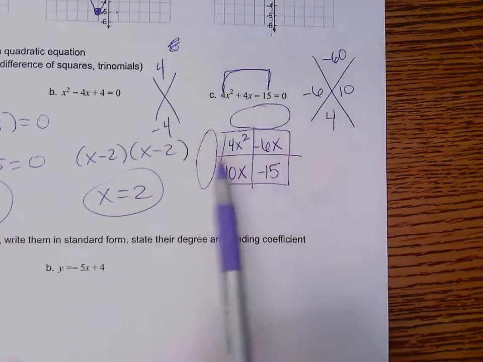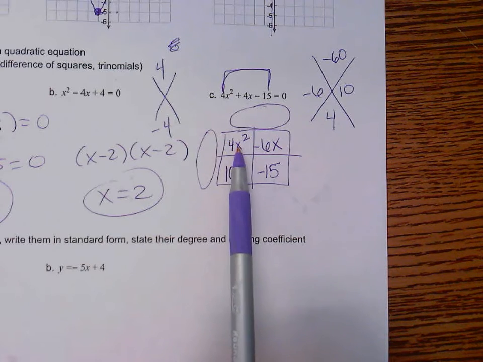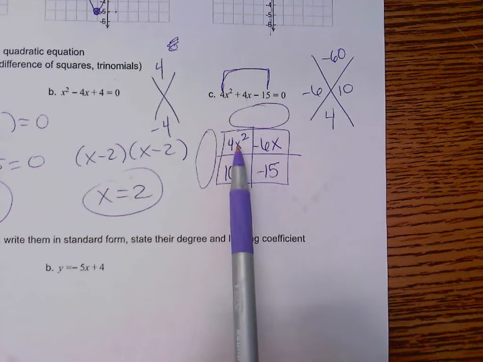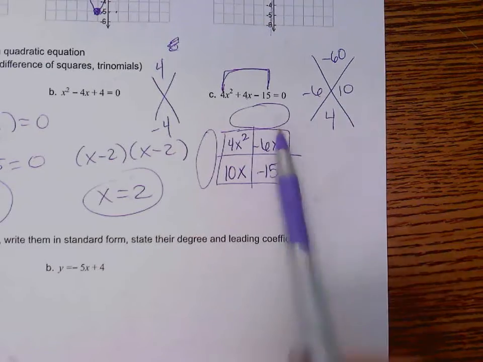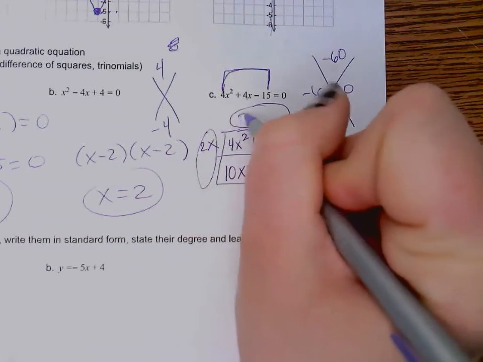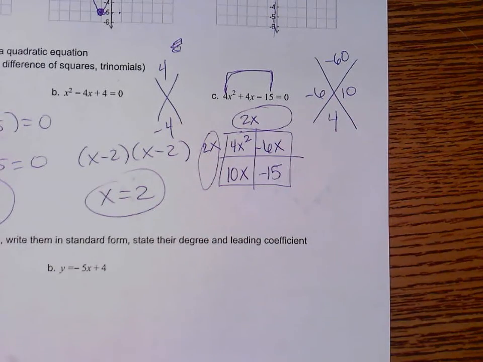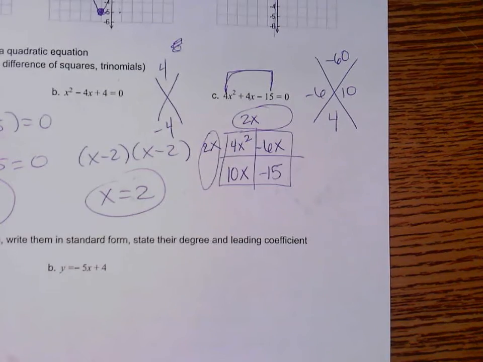So I think about 4x squared first. Do I want to do 4x times x, or do I want to do 2x times 2x? If you tried to do 4x, you would have a problem because you have a 10 here and a 6 here. You're going to want to use 2x times 2x to get 4x squared because you're thinking down the road, I have to be able to get to 10.